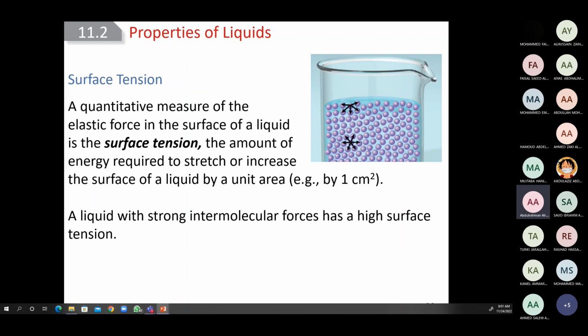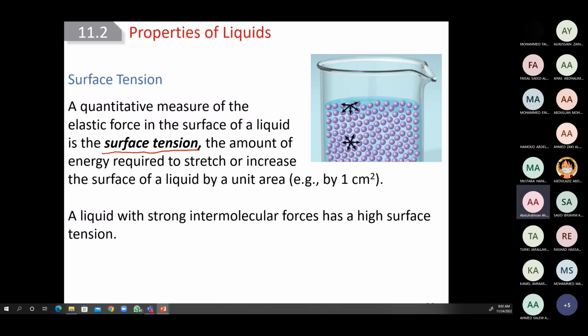What is the meaning of surface tension? Can you see the screen? Yes, we can. Good. Now, what's the surface tension? I want everybody to participate. Go ahead. The attraction between the same molecules of the liquid.